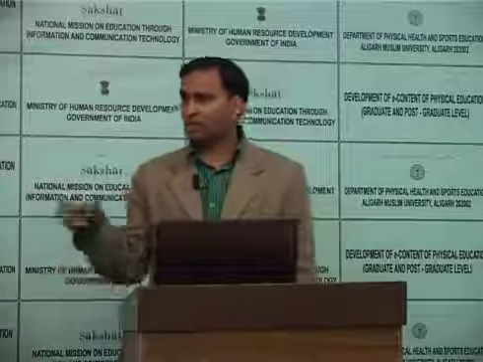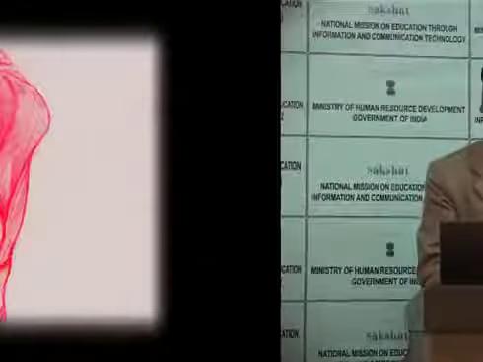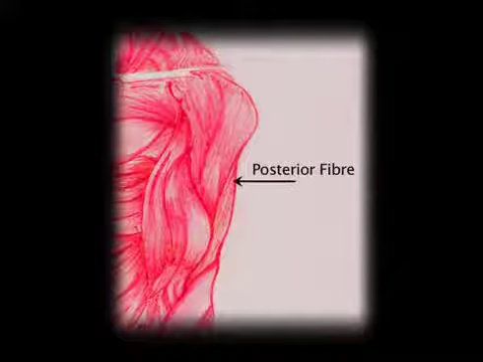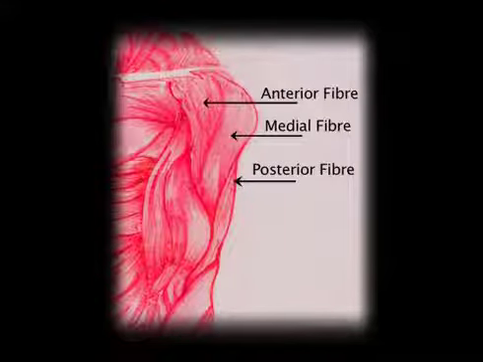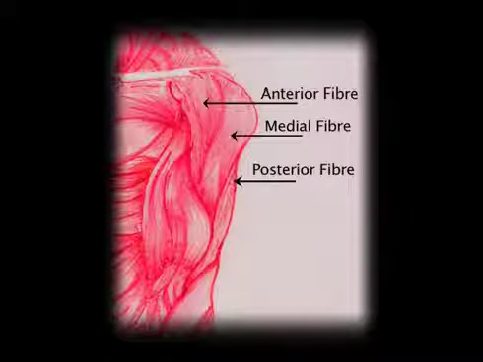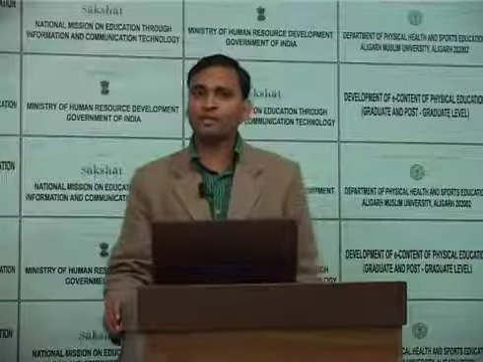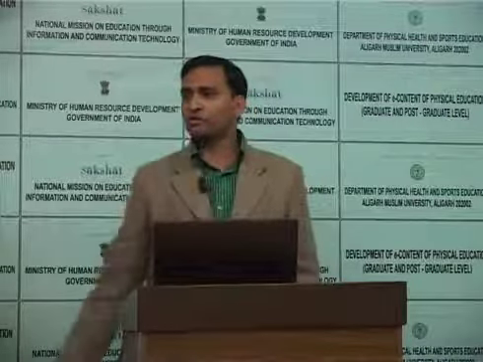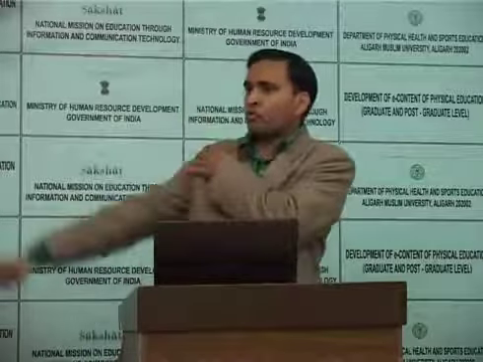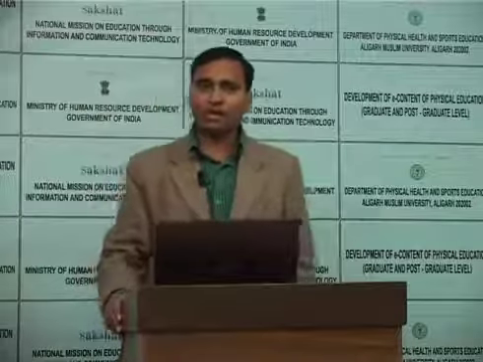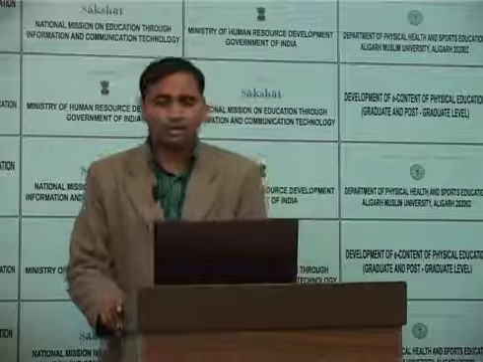The deltoid muscle has three fibers. You can see in the diagram, one fiber, two fiber and three fiber. It means anterior fiber, middle fiber and posterior fiber. Different fibers are responsible for different types of movement. In shoulder flexion, the anterior fiber of the deltoid plays a role. For full shoulder abduction, the main function is by the middle fiber of the deltoid, and shoulder extension is the function of the posterior fiber of the deltoid.